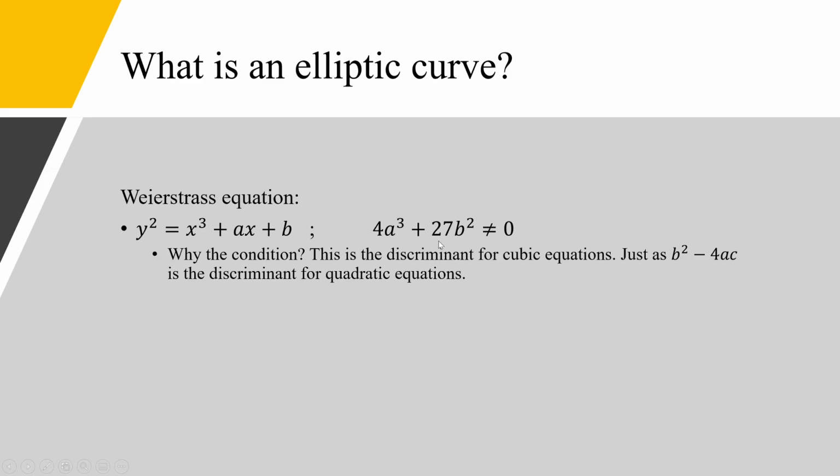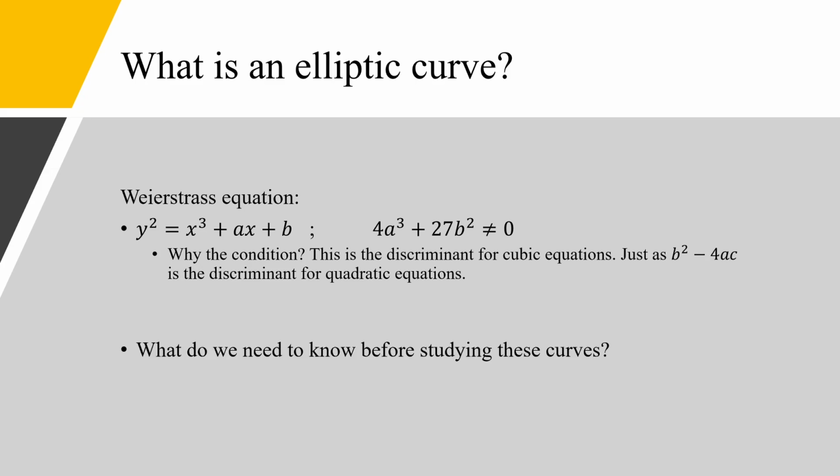This is the discriminant for cubic equations, just like b square minus 4ac is the discriminant for quadratic equations. If this condition is not obeyed, we end up with unusable curves, so curves that are not differentiable at some point, or curves that intersect themselves, or curves that are not useful for cryptography in any way.